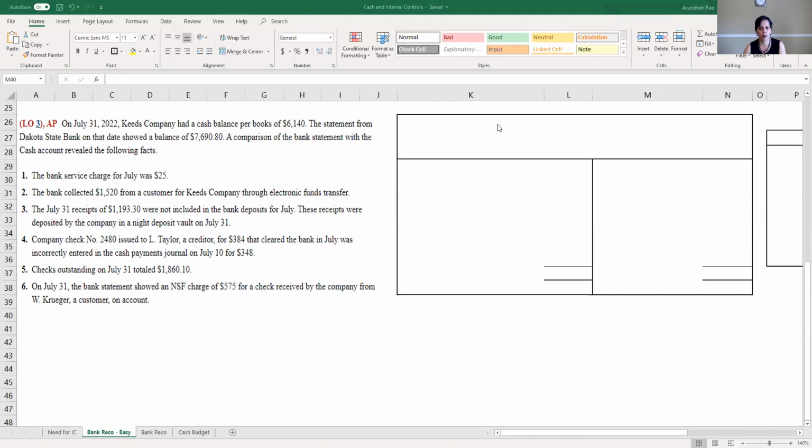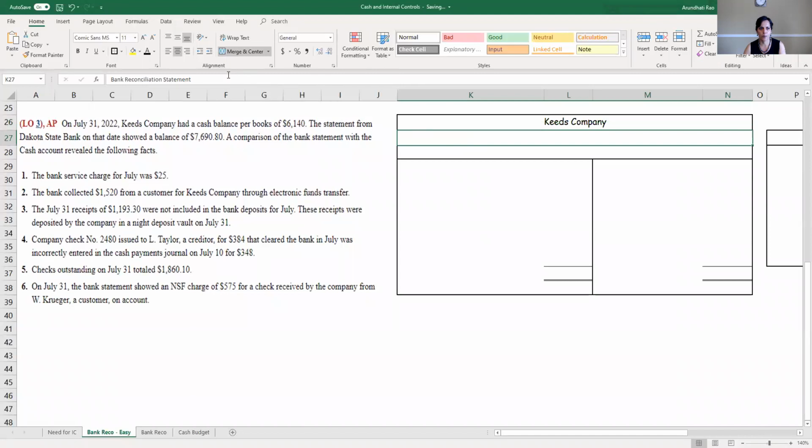This is an internal document. It's not published for outsiders. However, it's an important document that the auditor is going to ask for. So as with all documents, in the first line, we write the name of our business. In this case, it's Keith's company. Second line, you identify what this document is. In this case, it's a bank reconciliation statement. And all of these documents must have a date. This is on July 31st, 2022 that we're preparing this.